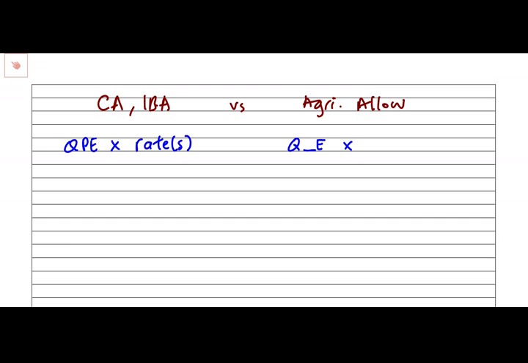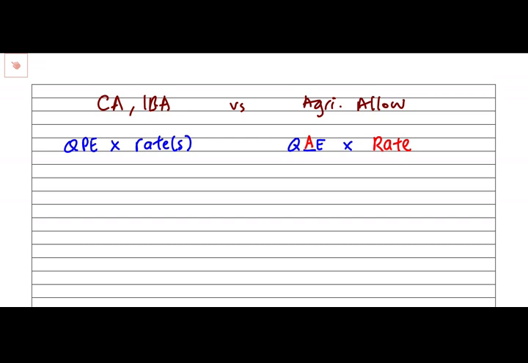Why don't you guess? Q what E? I mean it's quite obvious, right? If plant machinery is QP, industrial building is QB, then agriculture is QA. So it's called qualifying agriculture expenditure. So it's A, okay? QA. And then it will be rate. Notice I didn't put an S there.